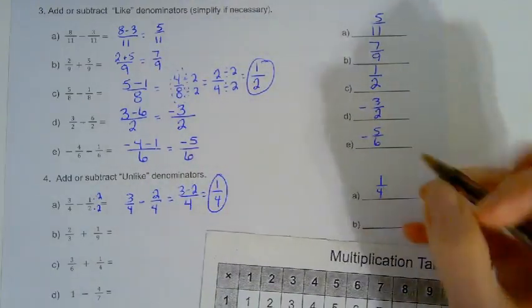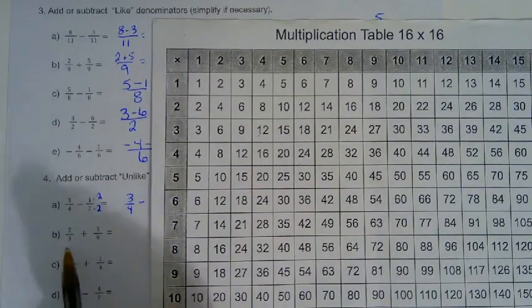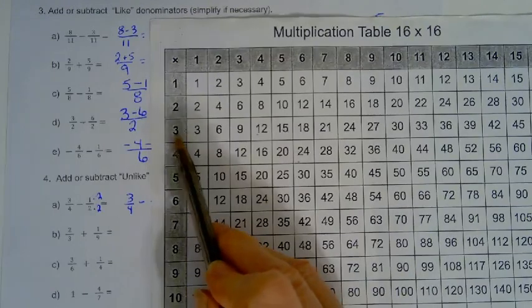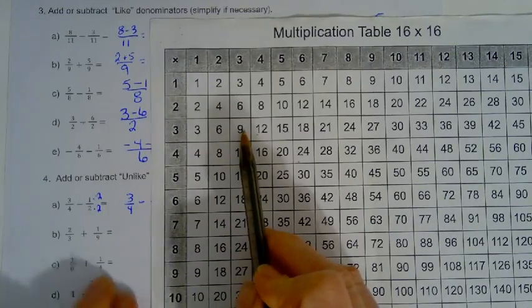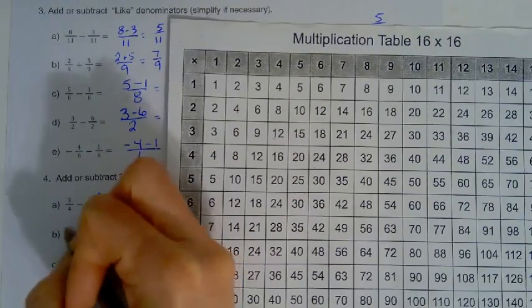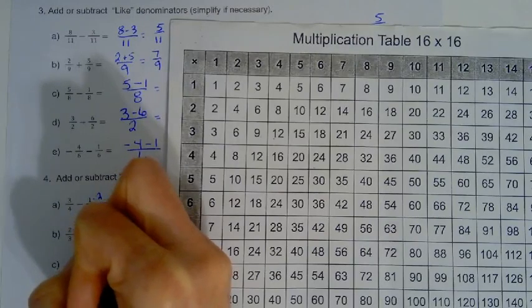All right, 4B. Can I make this 3 look like this 9? Well, let's look at our multiplication chart. Can I make a 3 look like a 9? Sure. I can take that 3 and multiply it by 3. So I'm going to take this fraction right here and change it. I'm going to multiply it top and bottom by 3.